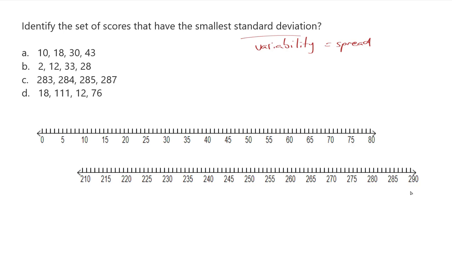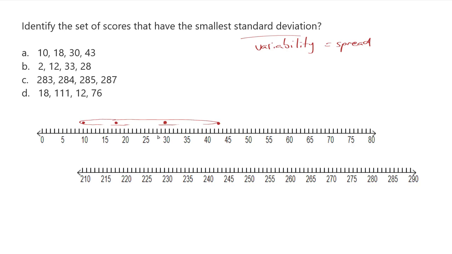Now, you don't have to necessarily do this when you're writing a test or an exam. This is just a visual guide as to what I'm talking about in terms of spread. So let's have a look at the values for A. I've got 10, so there's my first value. I've got an 18, so 15, 16, 17, 18, and then 30, and 43. So 40, 41, 42, 43. So these are my values for A. Just to highlight the spread, that's what I'm dealing with there.